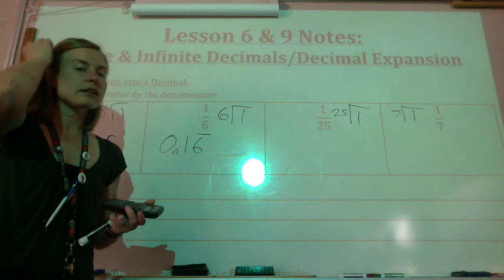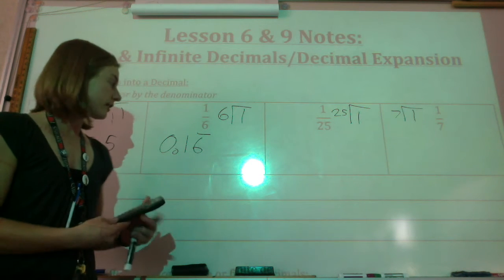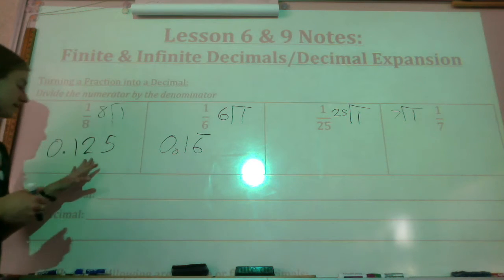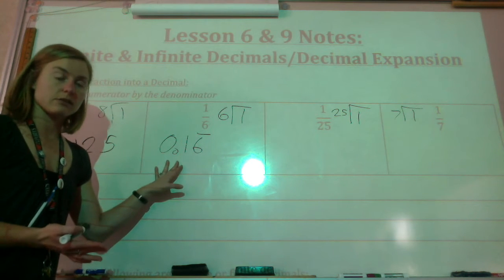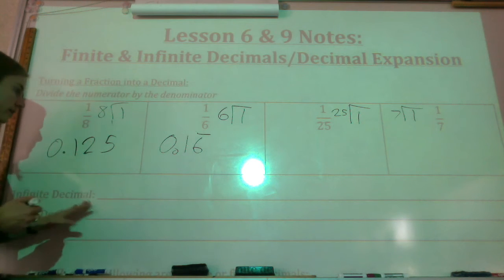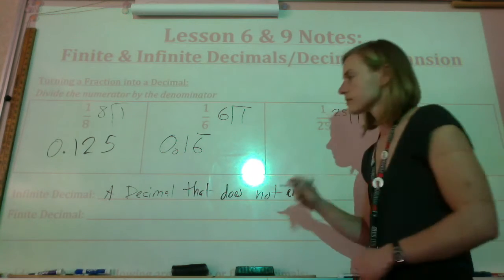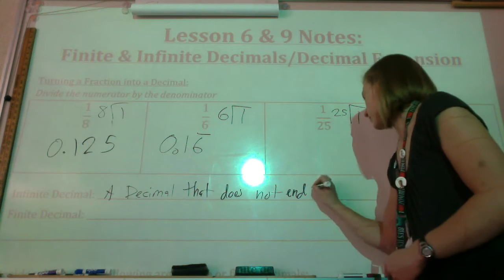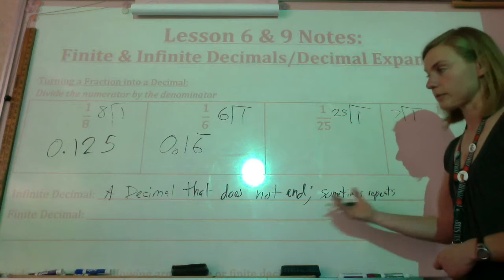So what these are leading us towards is the difference between a finite and an infinite decimal. And you might have already seen that we have examples of both of those. A finite decimal is one that ends, and an infinite decimal is one that doesn't end. So let's get those written down. An infinite decimal is a decimal that does not end. So it just goes on and on forever. Sometimes it's going to be repeating and sometimes it's not. But whether or not it repeats, it is still an infinite decimal if it goes on forever.